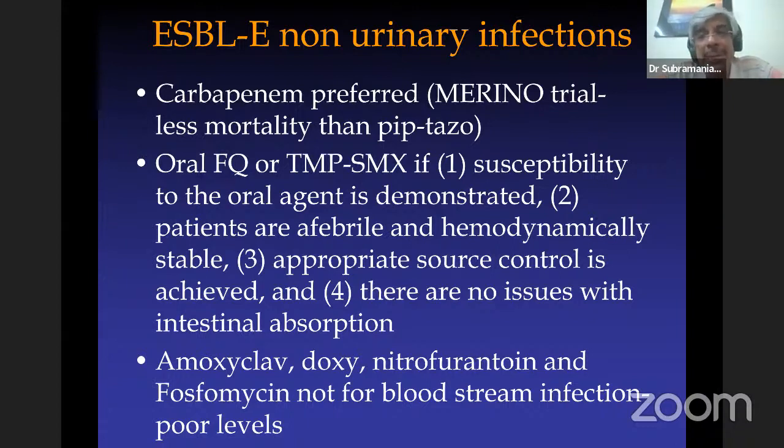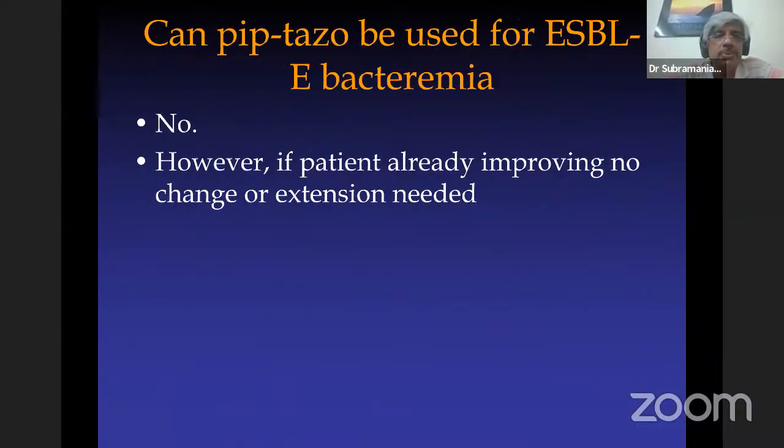It's important to minimize the days of antibiotic use and also minimize exposure to high-end antibiotics like carbapenems. And switching them down to simpler agents is probably the best thing you can do for the patient's safety. Drugs like amoxicillin-clavulanate, doxycycline, nitrofurantoin and fosfomycin are probably not good options here because these are bloodstream infections, and these drugs generally tend to have poorer blood levels and therefore are not very good options.